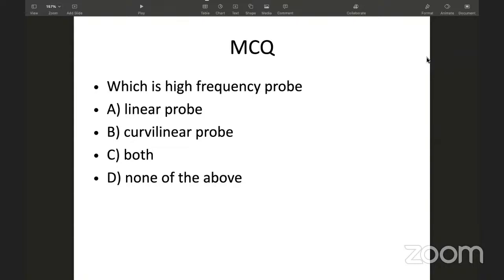Which is the high frequency probe? Linear probe, curvilinear probe, both or none of the above? A, linear probe. So how many people have attempted this question? Around 8 to 10 people, ma'am. It seems they are not using USG. Some have given C, some have also given A. Anyway, I think having a USG machine in the anesthesia department in OT is a mandate now.